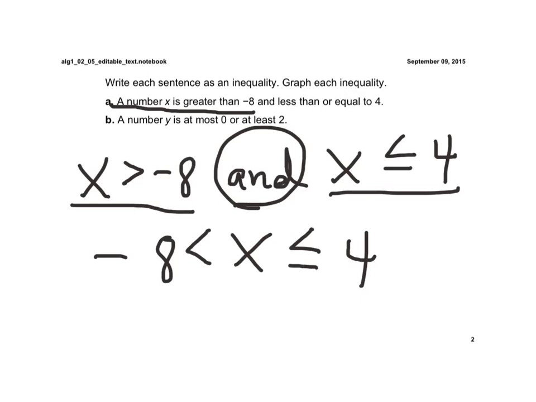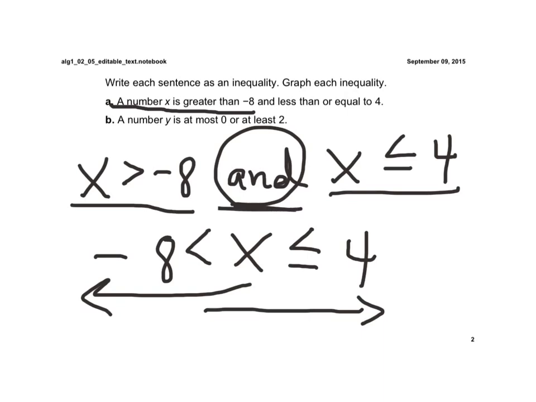And this is read the same way. We read it this way: x is greater than a negative 8 and x is less than or equal to 4. And only compound inequalities that contain the word and can be written as one sentence without having to use the word and. Now, we're going to erase this one, and I'll show you the example for number 2.